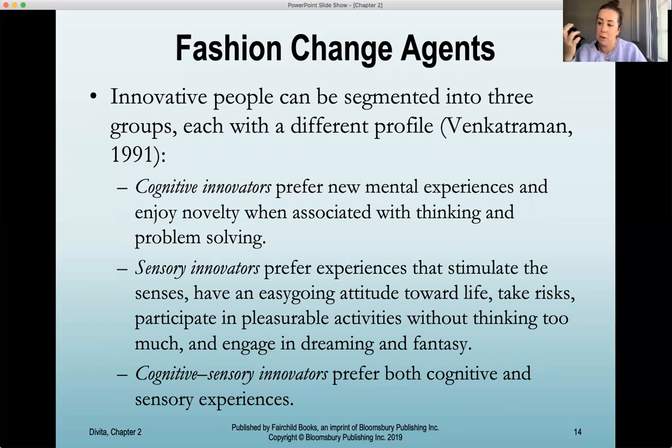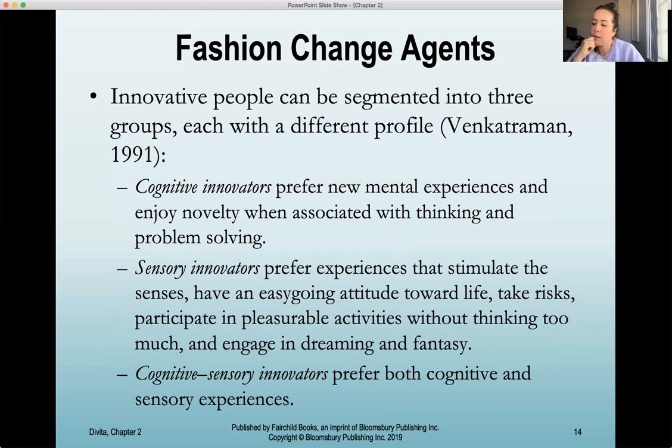They're constantly being challenged. The second group is sensory innovators. These people prefer experiences that stimulate the senses, right? They want a full-on experience. They have easygoing attitudes towards life. They take risks. They participate in pleasurable activities without thinking about it too much. They just kind of go for things. And they engage in dreaming and fantasy. So these are definitely whimsical, creative people.